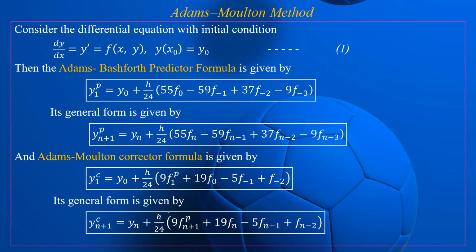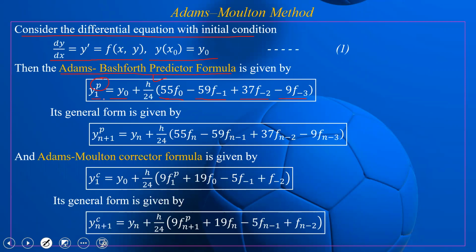Okay. So let us take the predictor-corrector method, or Adams-Moulton method. Consider the differential equation with initial condition dy/dx = y' = f(x, y) and y(x0) = y0. Then the Adams-Bashforth predictor formula is given by y1p, where p stands for predictor, y1p = y0 + h/24 [55 f0 - 59 f(-1) + 37 f(-2) - 9 f(-3)].